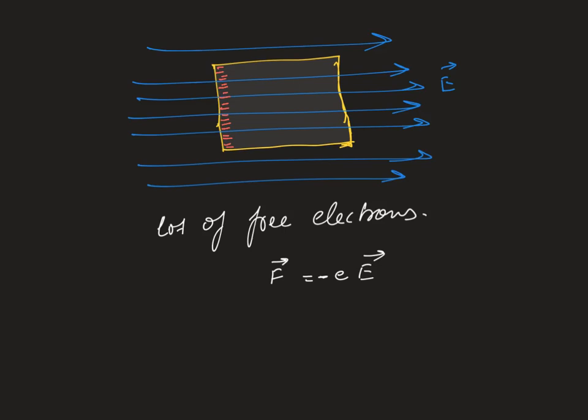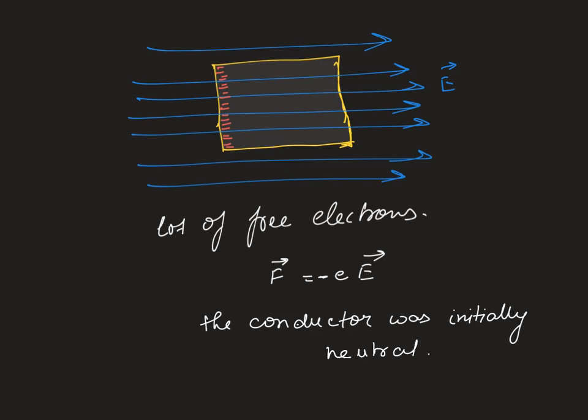And when the electrons start to assemble at this point, you must remember that the conductor was initially neutral. So if the conductor was initially neutral, you will have a residual positive charge here.